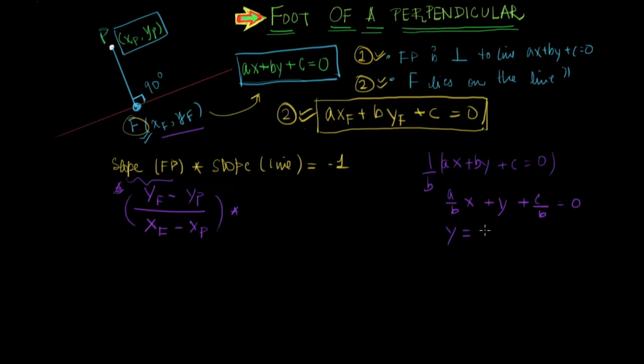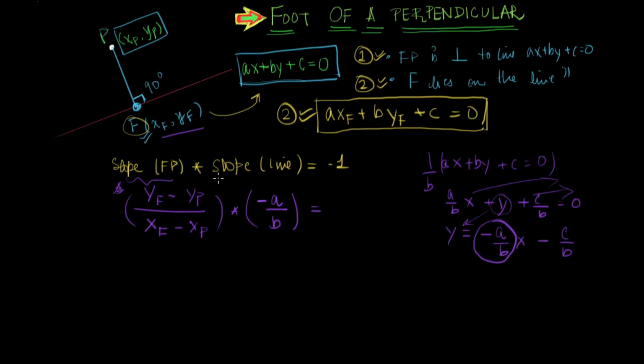So I now wish to write this in the form of y equals mx plus c. Therefore, I make y the subject of the equation and shift everything to the other side. Doing that yields minus a by b times x minus c by b. Therefore, the slope is the coefficient of x, and hence is minus a by b. So there I write it as it is.